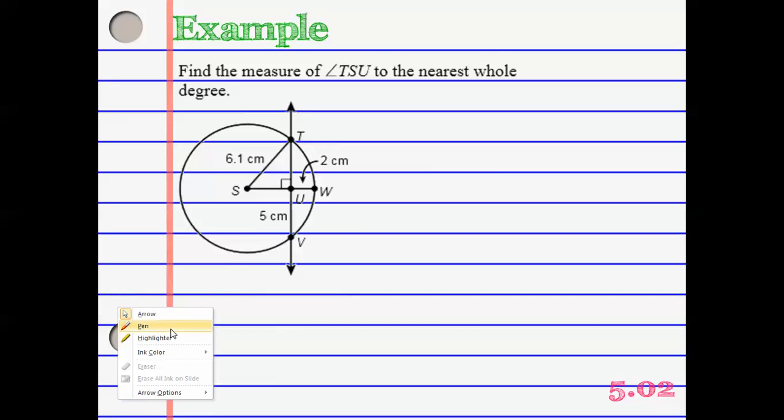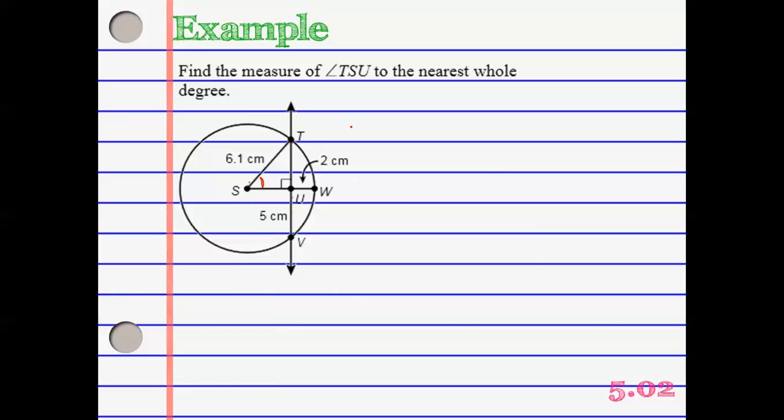Okay, now on this one, this says find the measure of angle TSU to the nearest whole degree. Okay, so they want us to round it to the nearest whole degree. Angle TSU. Now, if we look, we have the hypotenuse is 6.1, all right? And so far, that's the only thing that we have.